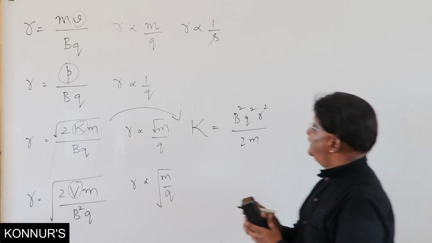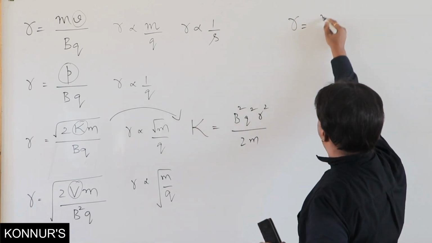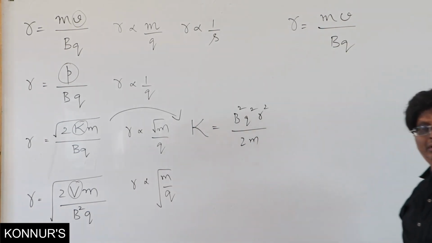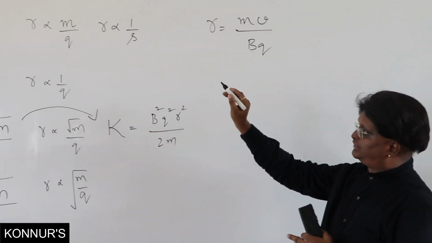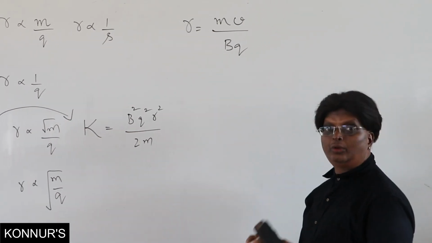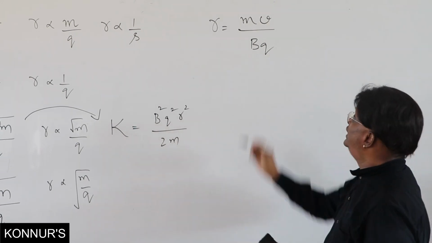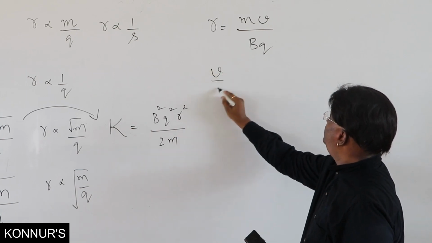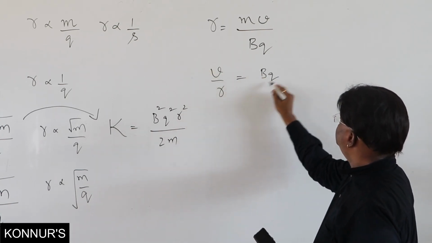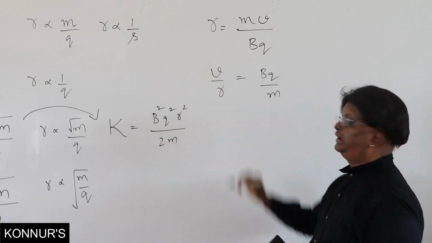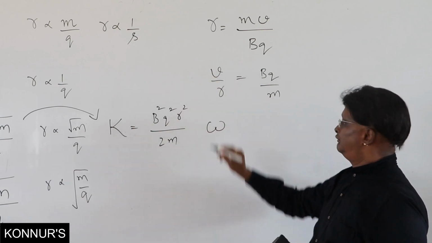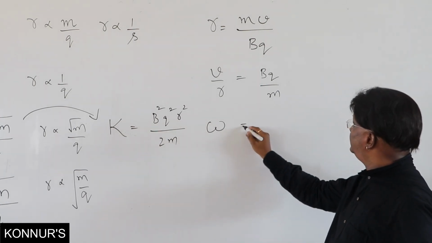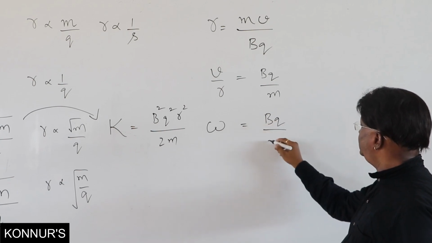Now, same expression, you see R is mv by bq. Remember, it is only one expression but we are getting a number of other expressions. Now we are talking about one more concept. What is that? R equal to mv by bq. Suppose I take this as v by r is equal to bq by m. This v by r refers to the angular velocity in the circular motion. It is called angular frequency. Omega is equal to bq by m.